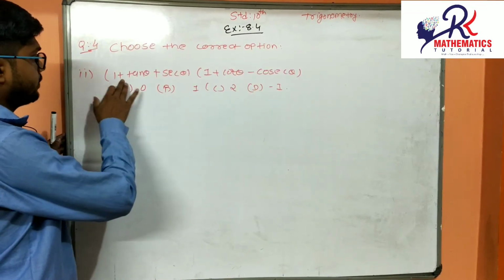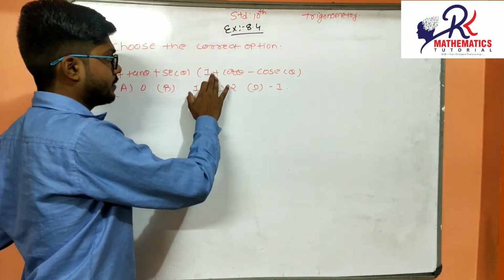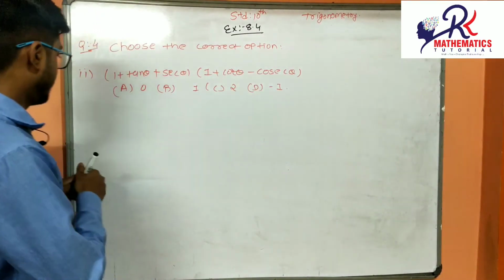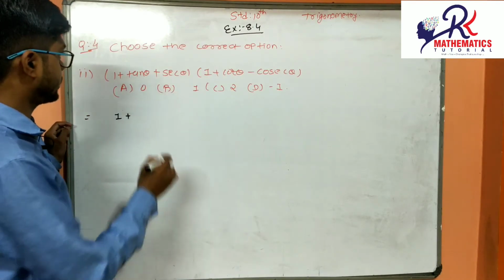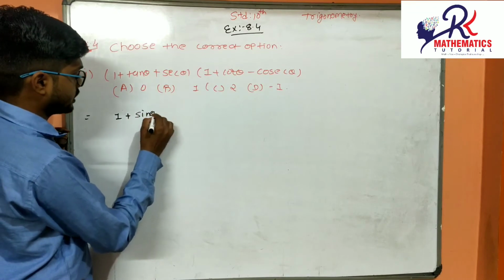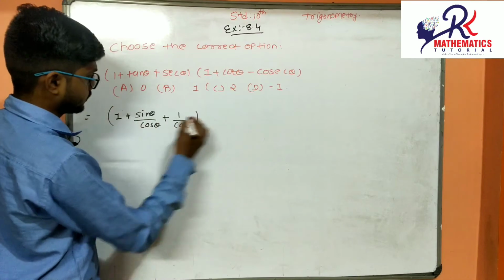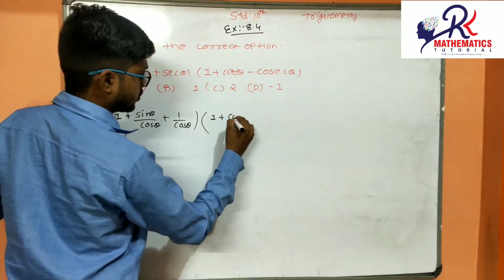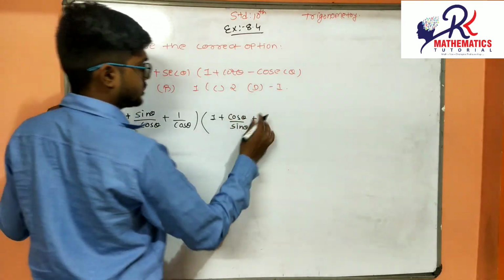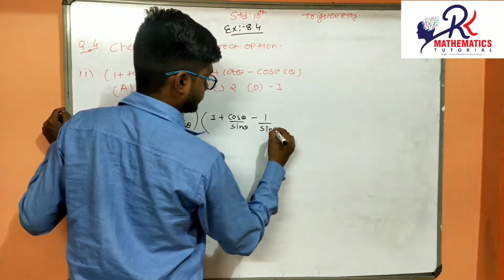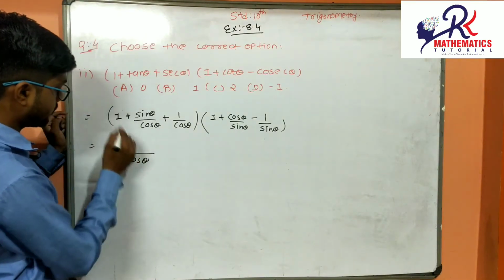The second one is 1 plus tan theta plus sec theta in the first bracket, whereas in the second bracket 1 plus cot theta minus cosec theta. Now convert all trigonometric ratios into sin and cos. It is 1 plus sin theta upon cos theta plus 1 upon cos theta, and 1 plus cos theta upon sin theta minus 1 upon sin theta, because cot theta is cos upon sin, and cosec theta is 1 upon sin theta. Now for the first bracket, cos theta will be the LCM.